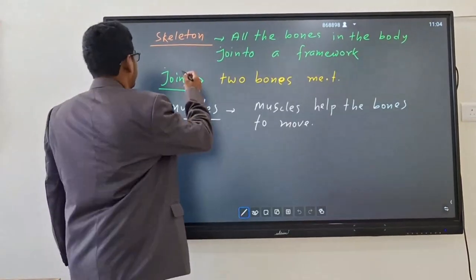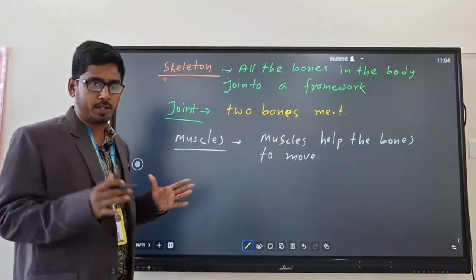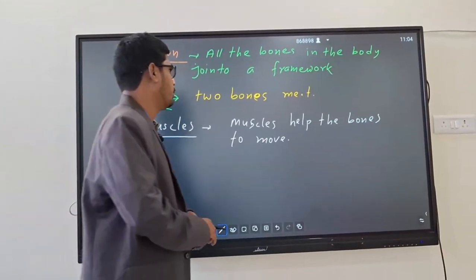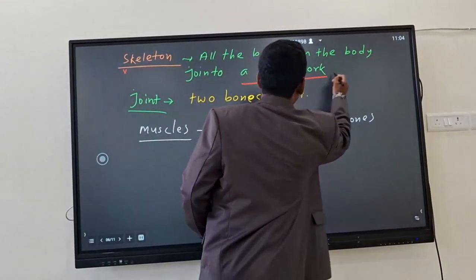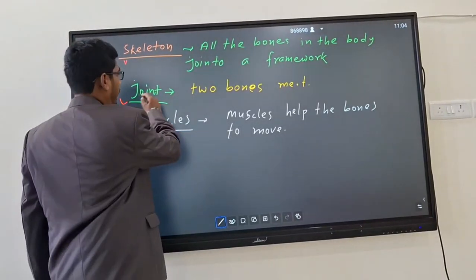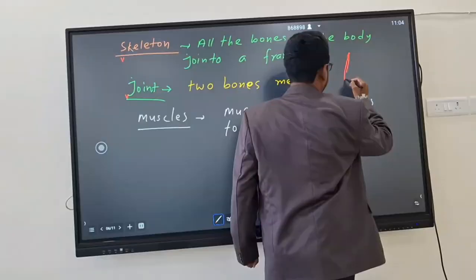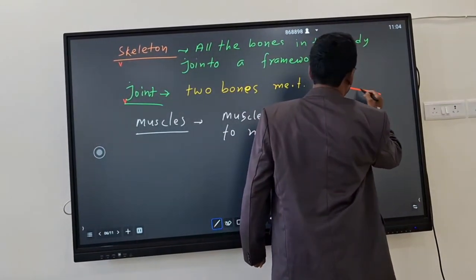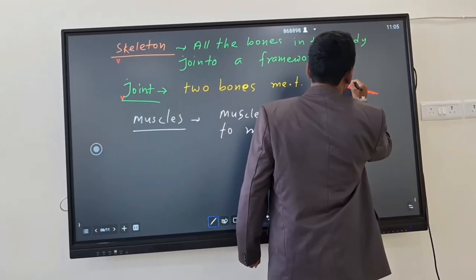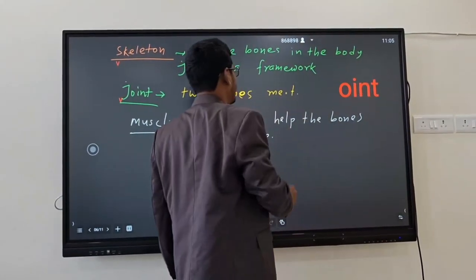Okay, skeleton. All the skeleton means is the framework. All the bones are connected with the framework. It is a skeleton. And what is a joint? A joint is where two bones meet each other. Two bones meet each other, it is a joint.